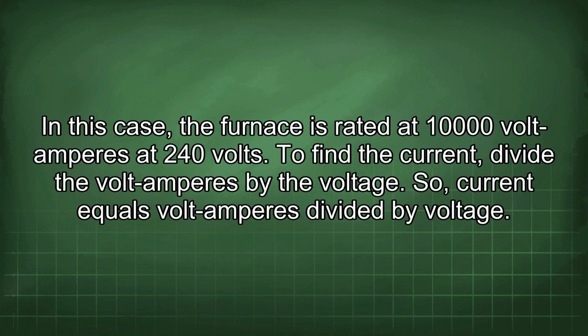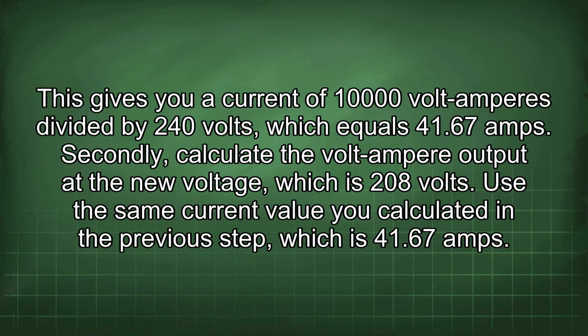In this case, the furnace is rated at 10,000 volt-amperes at 240 volts. To find the current, divide the volt-amperes by the voltage. So current equals volt-amperes divided by voltage. This gives you a current of 10,000 volt-amperes divided by 240 volts, which equals 41.67 amps.